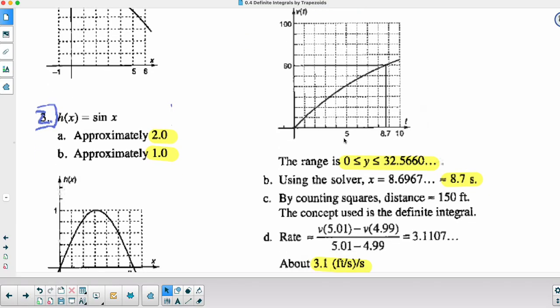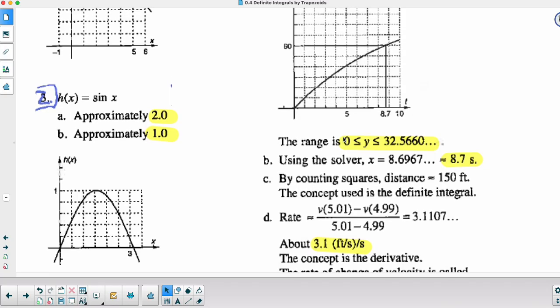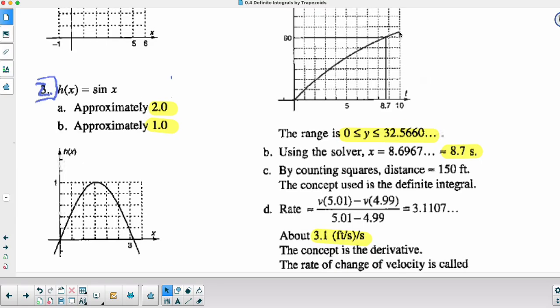Number 4 is kind of a tough question. Maybe at the end of the video we can come back to this, or I can answer it in class tomorrow. But the answers look like this. My range goes from 0 to 32.566. I can share with you how we can find that, but if I set my domain to be from 0 to 10, I'm looking at this graph. It keeps increasing. When I get to 10, my range goes up to 32.5. As I work backwards, doing some things we did in pre-calculus, I find that I get 8.7 seconds for B.